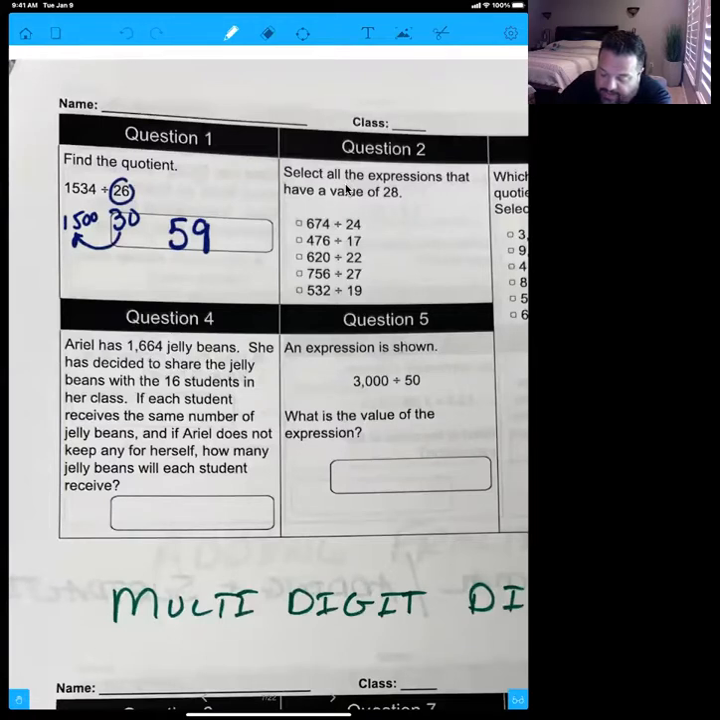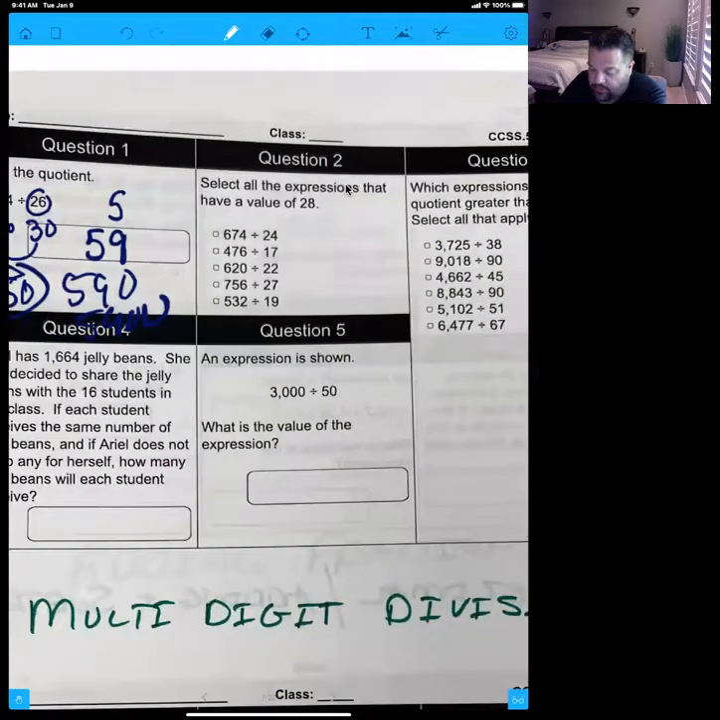3 goes into this 15 5 times. So you should know your answer should be in the 50s, right? I just tell you that because once again on the test, they'll have the answers as 5, 59, 590, and 5,900. And if you can do that estimate, you don't really have to do the problem. All right, pause and do number 2.